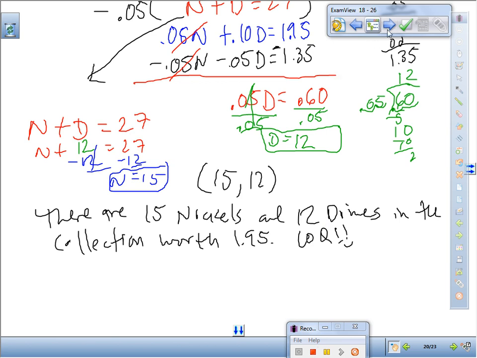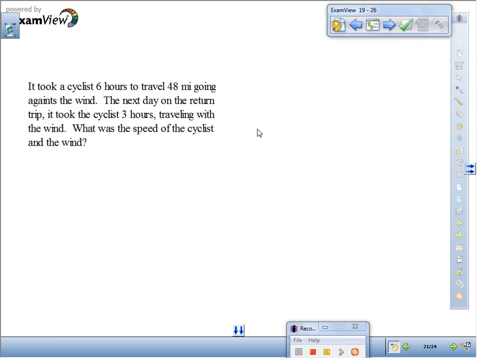Do the next one. Number 19. It says, it took a cyclist 6 hours to travel 48 miles going against the wind. The next day on the return trip, it took the cyclist 3 hours traveling with the wind. What was the speed of the cyclist and the wind?